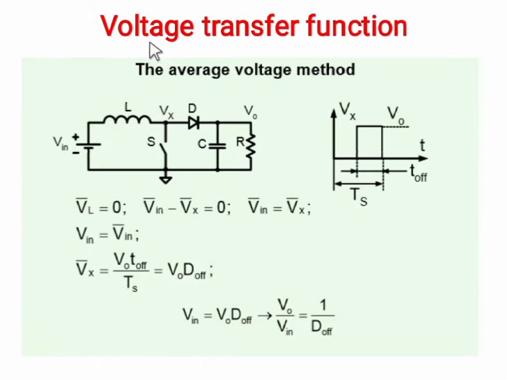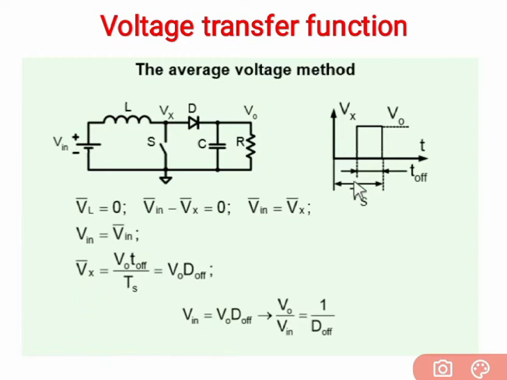Now the voltage transfer function. What is the value of output voltage VO? It is determined by two methods. The first one is the average voltage method. First consider that the switch S is open. Then Vx, which is the voltage across the switch, is equal to Vin, since the full voltage Vin appears across the switch when S is open.